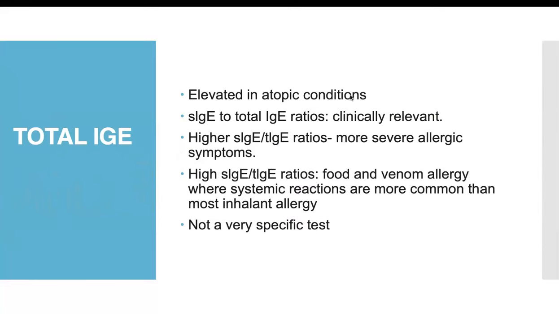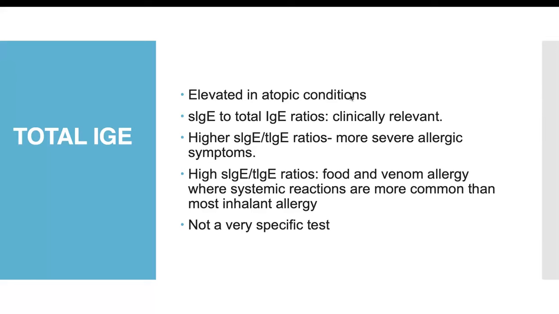Okay, now talking about the total IgE. Total IgE is elevated in atopic conditions such as atopic dermatitis, atopic asthma, allergic fungal sinusitis, and allergic rhinitis. So total IgE is basically irrelevant for diagnosing allergies. But recently it has been proposed that the ratio of serum specific IgE to total IgE may be clinically relevant. So the ratio is important.